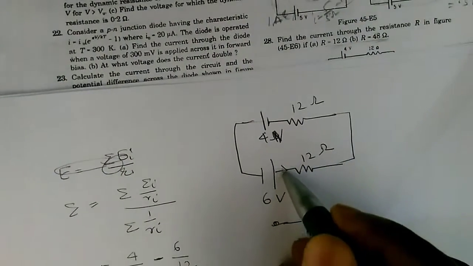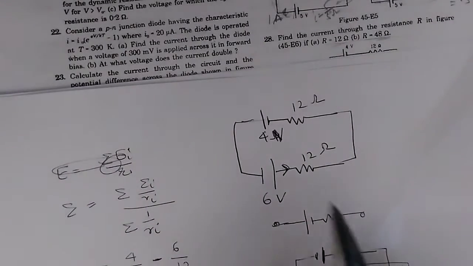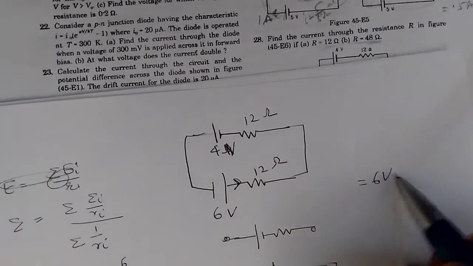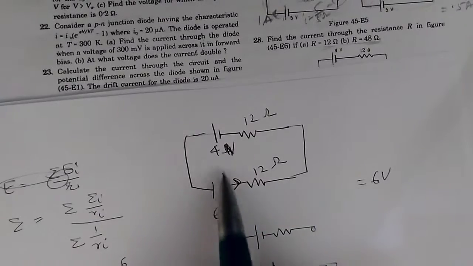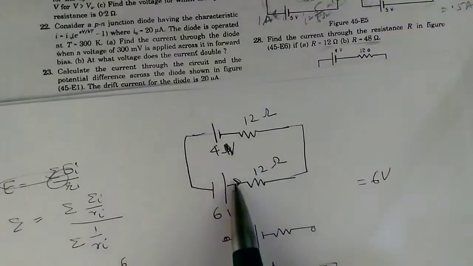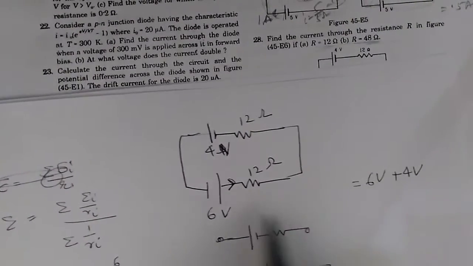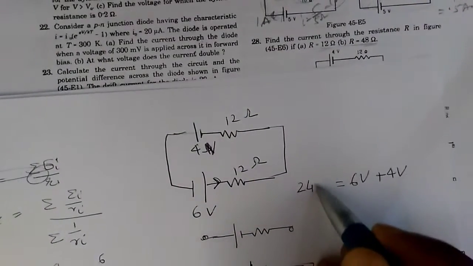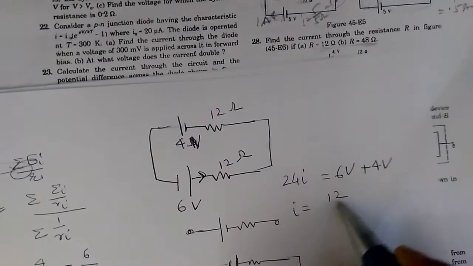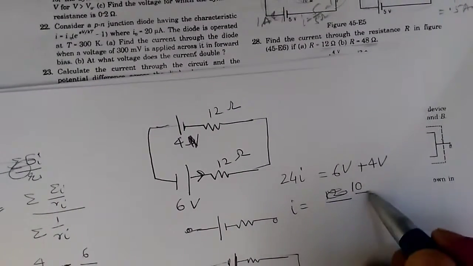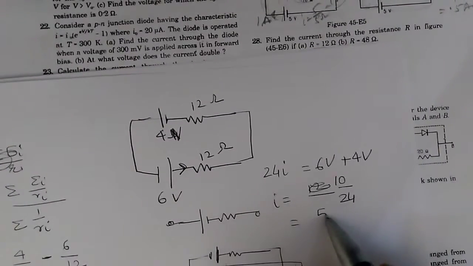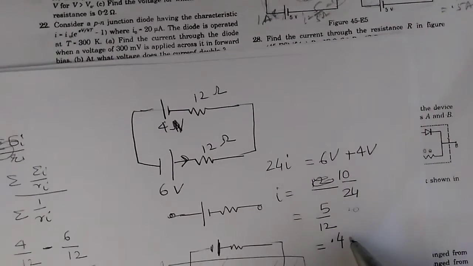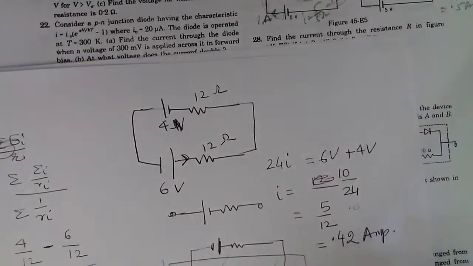Let us say the current flows in this direction. Then on the left-hand side we write all the batteries: 6 volt in the assumed direction, and this is also a battery in the same direction. These cells are in series with positive connected to negative, so this will be plus 4 volt, equal to, if current I is flowing, the drop will be 12I plus 12I or 24I. So I is equal to 10 divided by 24, which we can write as 5 divided by 12, approximately 0.42 amps. That completes part 1.